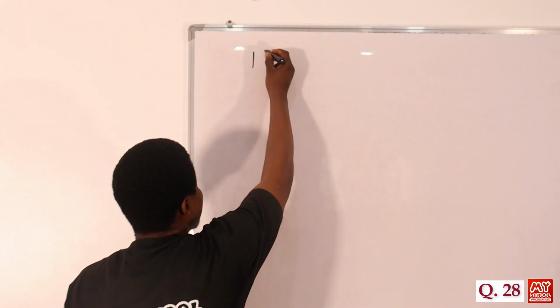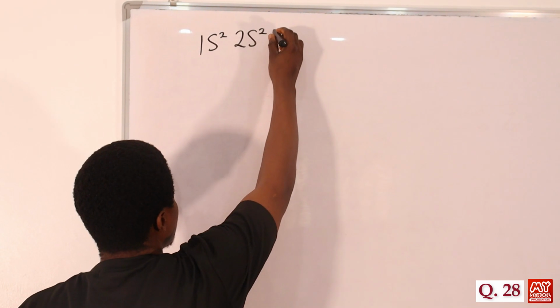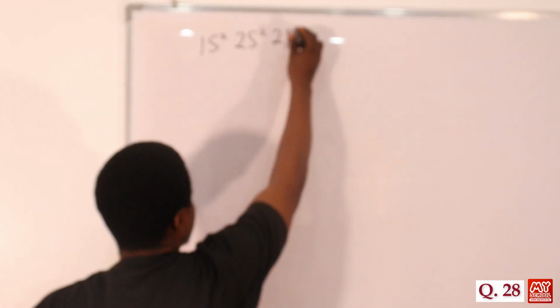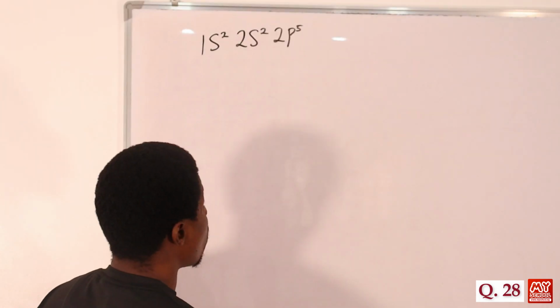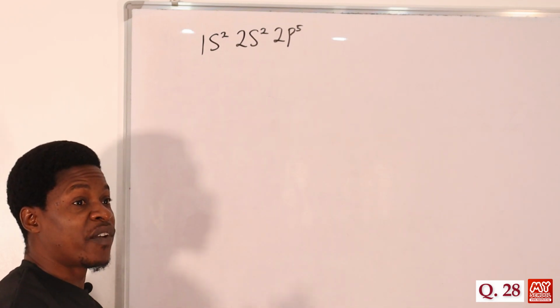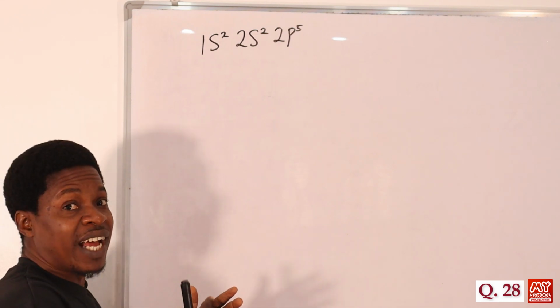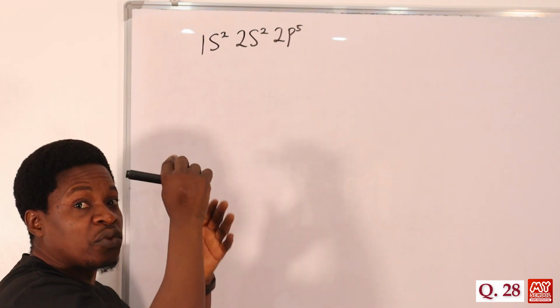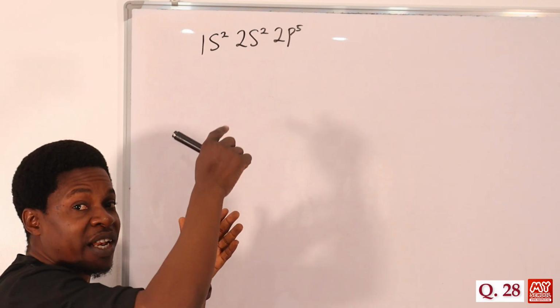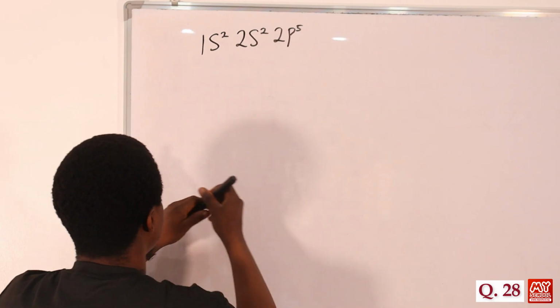We have 1s2, 2s2, 2p5. So according to Hund's rule, when we are trying to fill each of the orbitals, each of them will take a single electron first before you begin to double them. You don't find that otherwise.